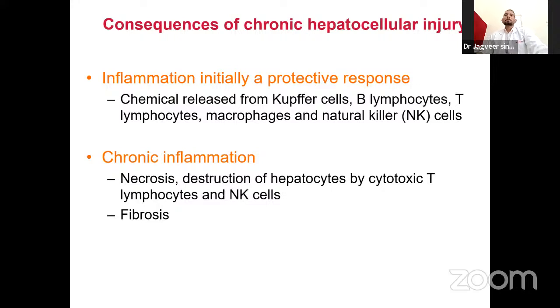So, what are the consequences of chronic hepatocellular injuries? If the injury remains continuous, it leads to the release of chemicals from cells like B lymphocytes, T lymphocytes, macrophages, and NK cells, and that will lead to chronic inflammation. Chronic inflammation occurs along with necrosis and destruction of hepatocytes by the cytotoxic T cells and NK cells, and that will eventually lead to fibrosis, and fibrosis, if not treated, will go on to cirrhosis.